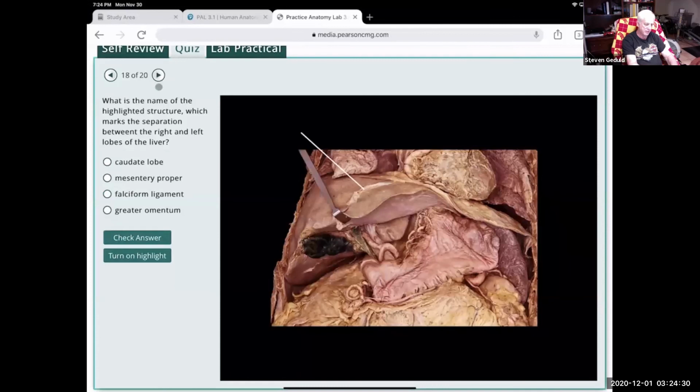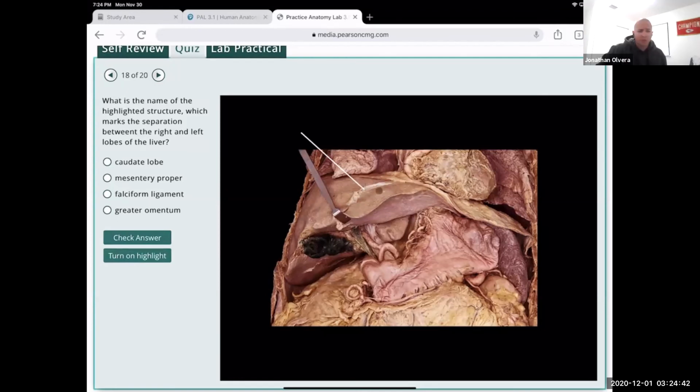Okay, here's a ligament here. What is the name of the highlighted structure which marks the separation between the right and left lobes of the liver? So it's this ligament right here. What's this one called? Falciform ligament. That is the falciform ligament. That's what it looks like. Perfect.